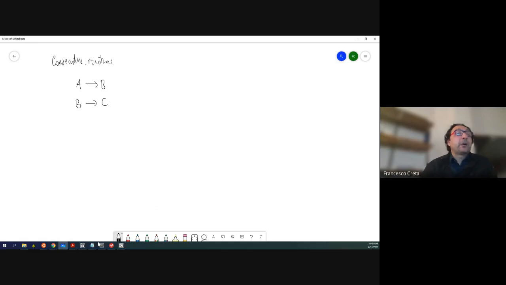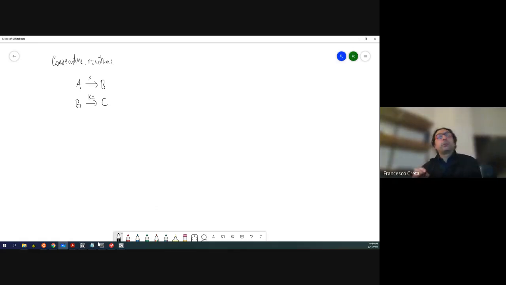As you can see, there is a consecutive process here, because you can't get to C if you don't first produce this intermediate species B. So you start from a reactant, you produce an intermediate species B, and then you can finally produce your product, let's say C. So we can write down K1 and K2 as the two reaction constants.